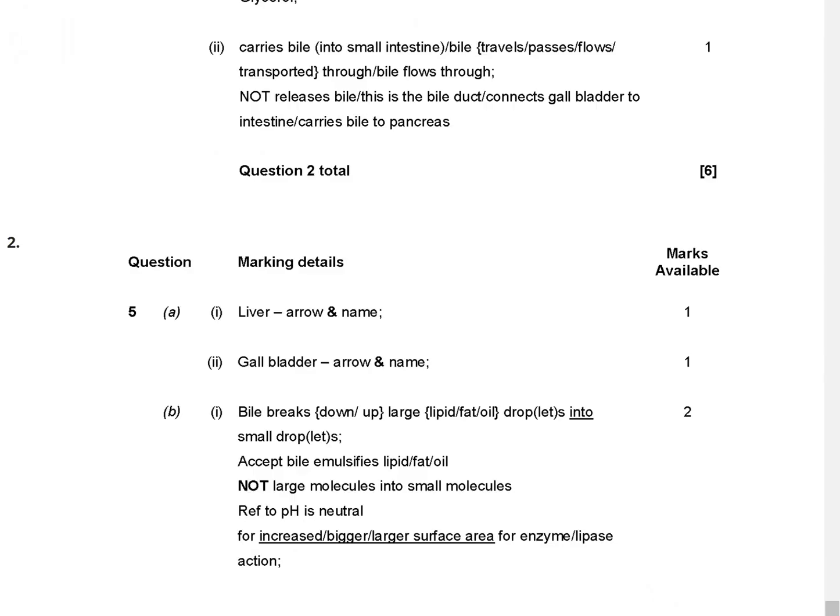So again, if we have a look at the mark scheme, what they're looking for here is for you to say that the bile is breaking down large droplets of the oil into smaller droplets. That would be for the first mark, or just using the term emulsify. So bile is emulsifying the fat. They won't accept you to say that the bile is breaking down large molecules into small molecules, because that would be what the enzyme does. The bile is just breaking up large droplets of fat into smaller droplets. The second mark is for saying then that that gives it an increased surface area for the enzyme to work upon.